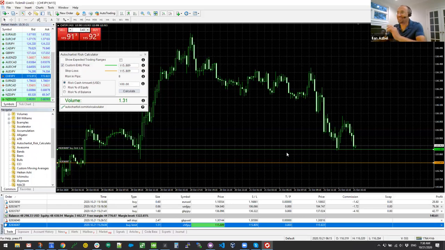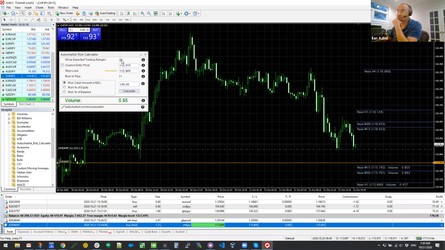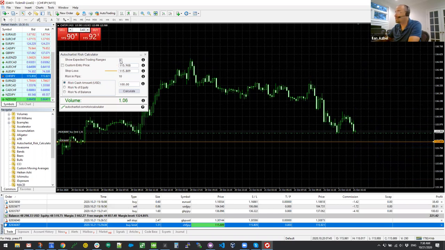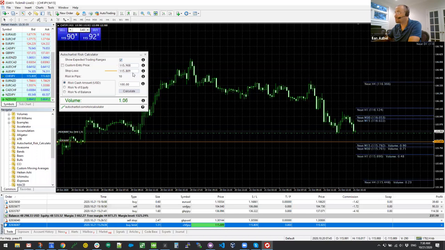Anyway, in the meantime, while we're working on that, I'm going to remove that custom entry price. I want to show you another super cool feature of this tool. If it can get even cooler than what it is already. And that's this little thing called show expected trading ranges. Okay, so now, if I do show expected trading ranges, what you will notice is a whole bunch of lines coming up on the right-hand side. Let me untick that and then retick that again so that you can all see what I'm talking about. So this is more of a lifestyle tool, I would say.